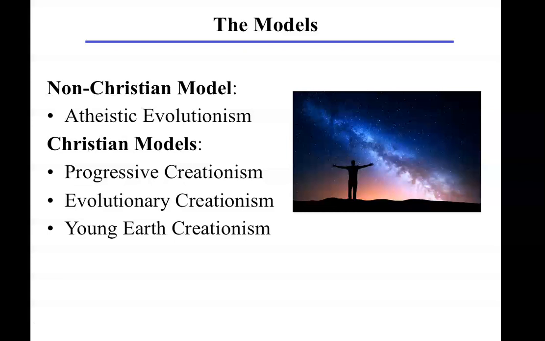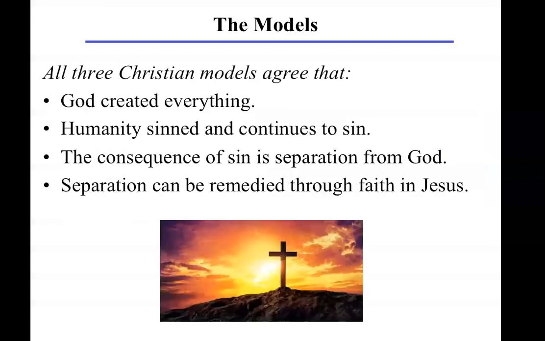Christian models, three main models: progressive creationism, evolutionary creationism, and young earth creationism. Progressive creationism is going to say that God created over long periods of time and evolution doesn't really happen. Evolutionary creationism is going to say God creates through evolutionary processes. Young earth creationism is going to say that God created in 24-hour days, and it's going to deny a lot of the science that we've seen so far. It's going to deny the Big Bang or an old universe or evolution. So again, we'll talk about these more in the future, but I wanted to just point them out now so you know where we're going.